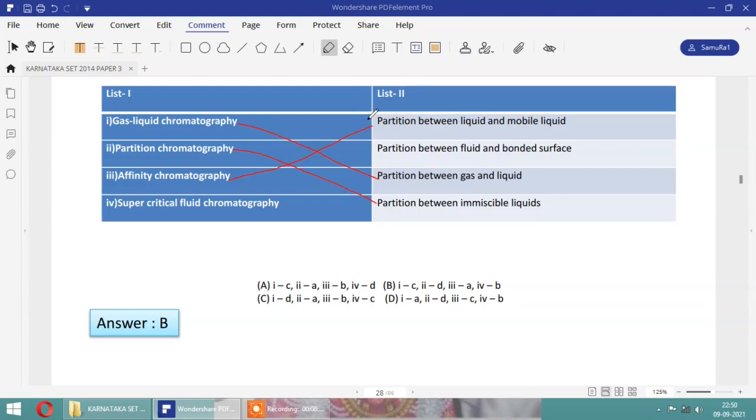And supercritical fluid chromatography. These are all higher techniques. It was given by partition between fluid and a bonded surface. So you remember this one.